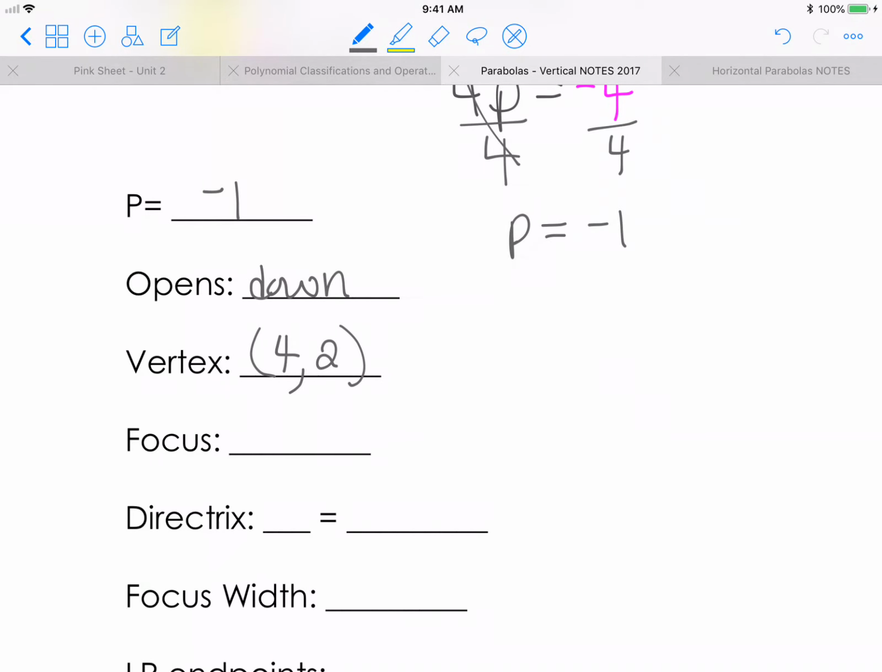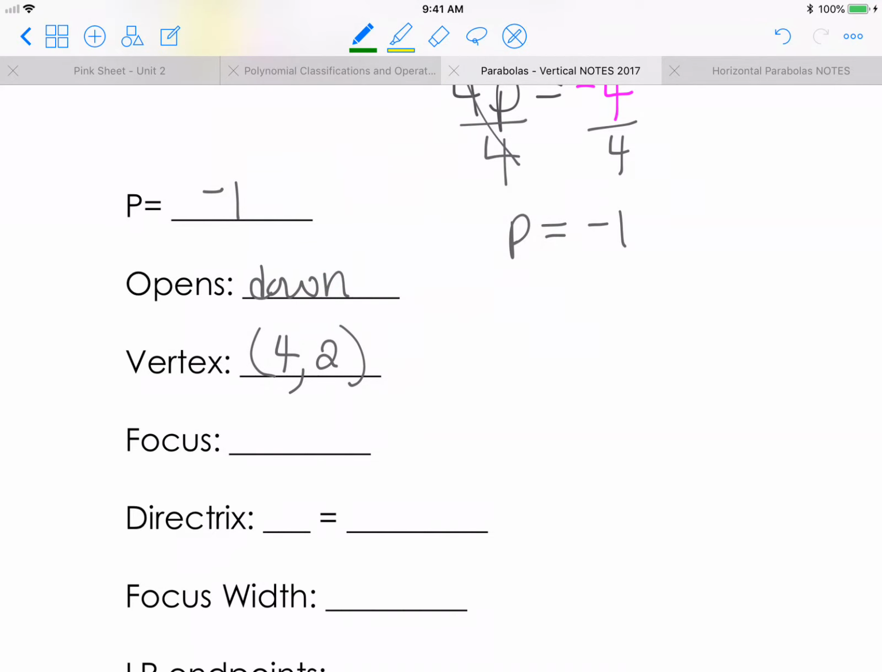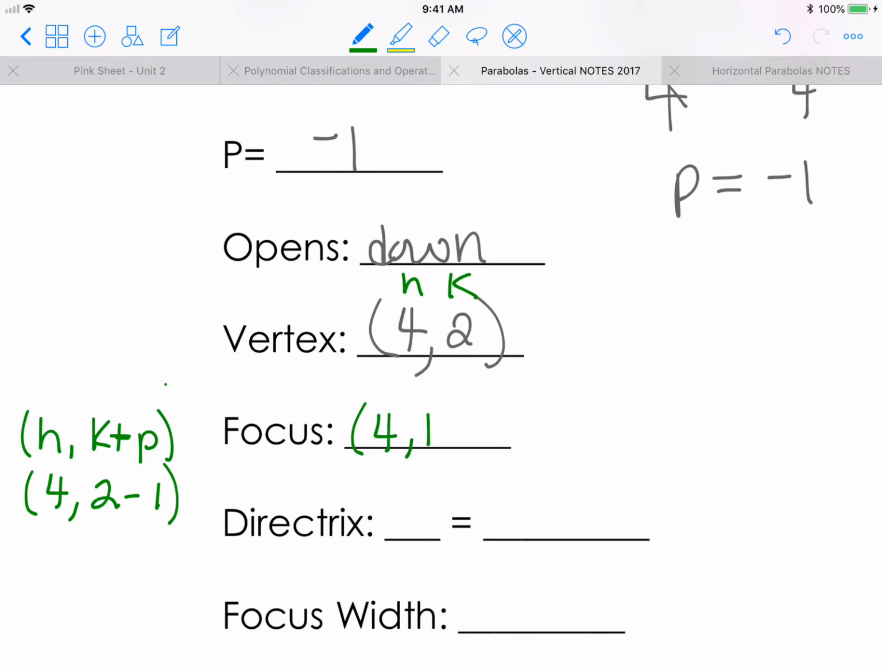Well, remember, our focus, there's a couple ways you can do this. Focus you can determine by our formula with that chart. When you look at your vertical, it says that the focus is h comma k minus p. Oh, sorry, that's k plus p. So remember, this is h, this is k. So we have 4, comma, k, which is 2, p is -1. So then we got focus is going to be 4, comma, 1.